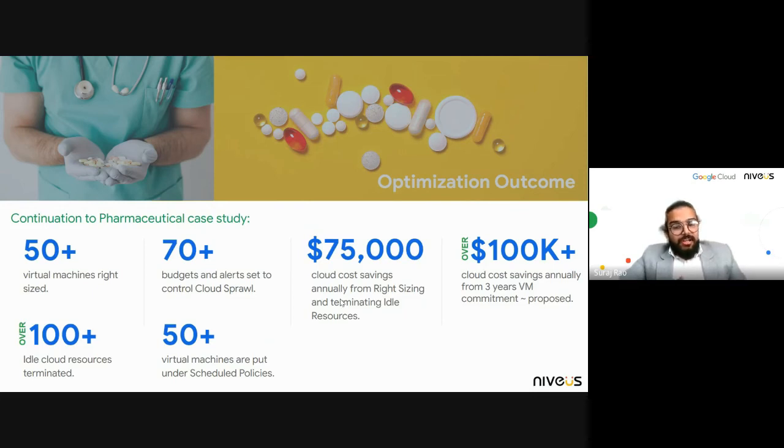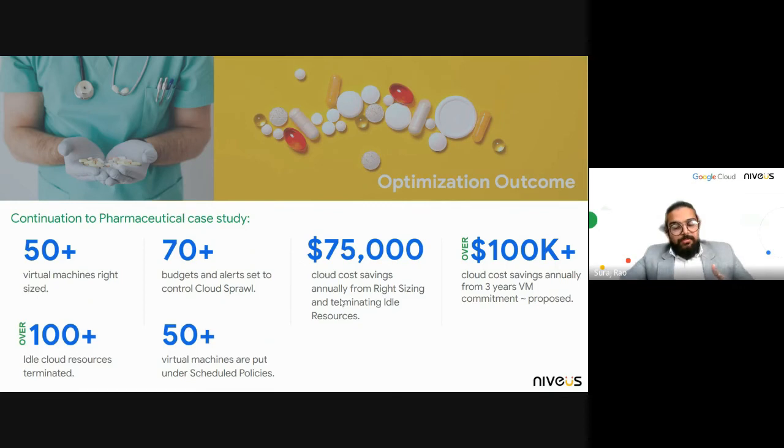Based on the cloud FinOps best practices and the tools that we have within Niveus solutions, we were able to right size more than 50 virtual machines across 88 projects. We were able to terminate over 100 idle resources. We have set up 70 plus budgets and alerts to control cloud sprawl, and we have put 50 plus virtual machines within scheduled policies. By looking at right sizing and idle resources, we were able to save around $75,000 annually. And that's a huge cost that we're looking at.